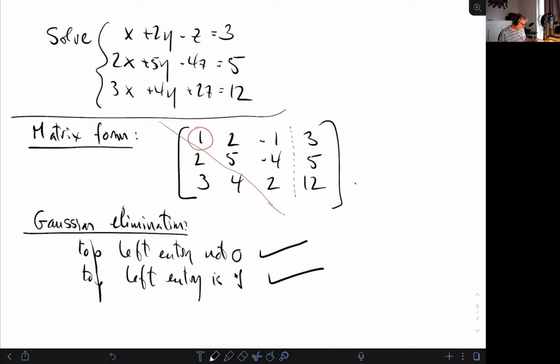How are we going to do that? So let's move this.